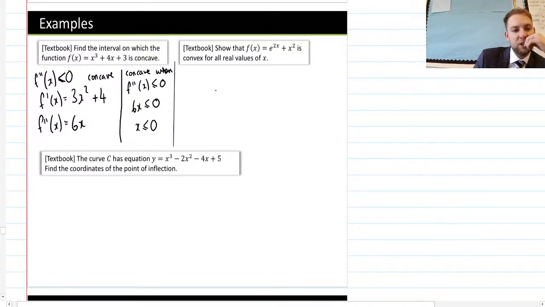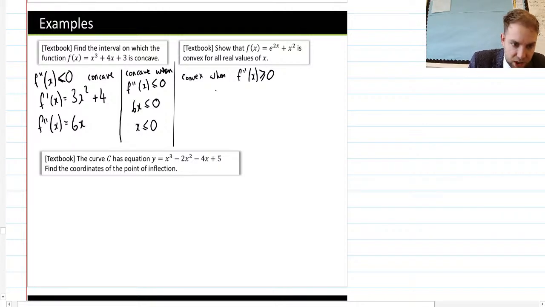So this next one here says, show that f of x is convex for all real values of x. So this one here is a little bit trickier. So first of all, we know that convex is when f double dash of x is greater than or equal to 0. So that's what we're trying to show. We're trying to prove that f double dash of x is greater than or equal to 0. So let's do that.